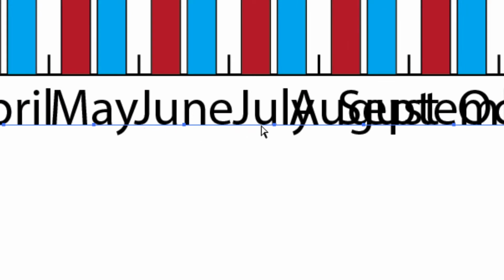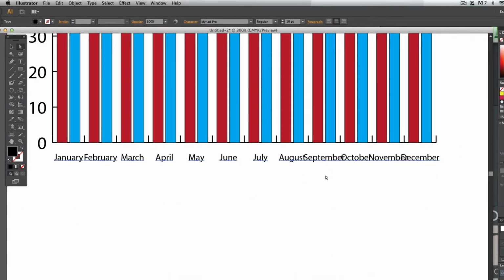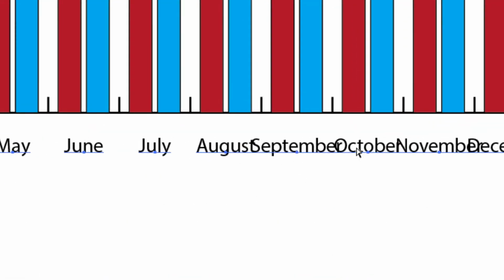Now you can see the blue line has selected those. And all I've got to do is change up the size of it. I think 9 points tends to be pretty good. Now I can see all of it. 9 points, it's small, but they're still running together.